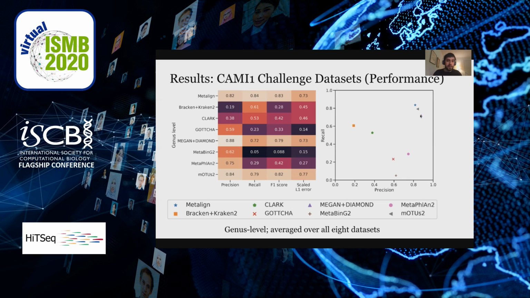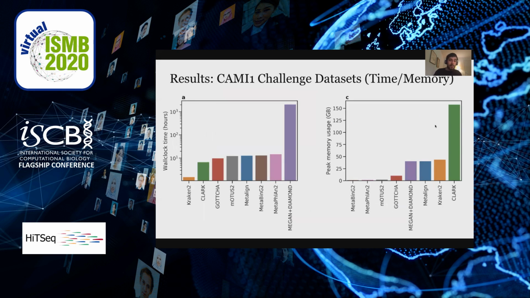So MOTUS2 and Megan were also comparable in accuracy. However, when we look at the runtime and memory, Megan was actually a couple of orders of magnitude slower than the other methods tested, even using Diamond, which is a pretty efficient protein-based alignment method. So this is summed over all 8 data sets, which reach about 50 million paired-end reads each. And most methods took around 10 hours.